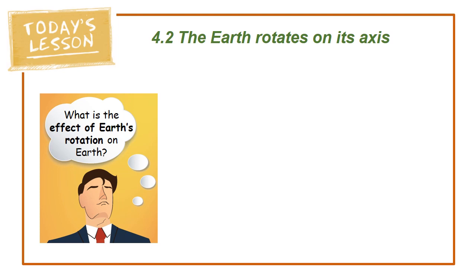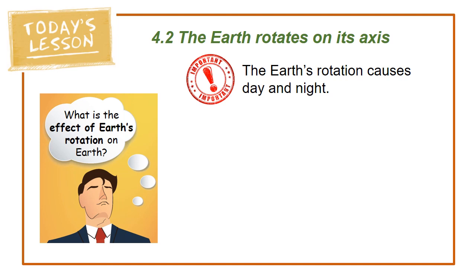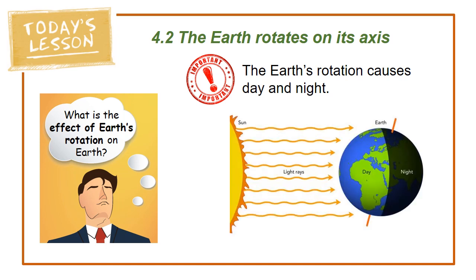The next question is, what is the effect of Earth's rotation on Earth? The Earth's rotation causes day and night. In the diagram, the side of the Earth facing the Sun is experiencing daytime, while the side facing away from the Sun is experiencing nighttime. What do you think will happen if the Earth stops rotating? The answer can be found in your topic or notes. Read and understand it, okay?